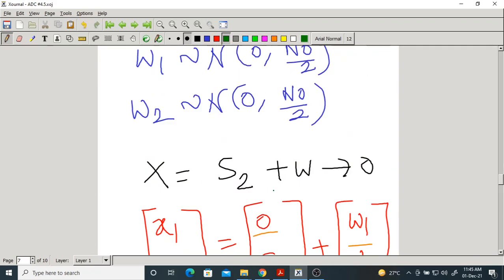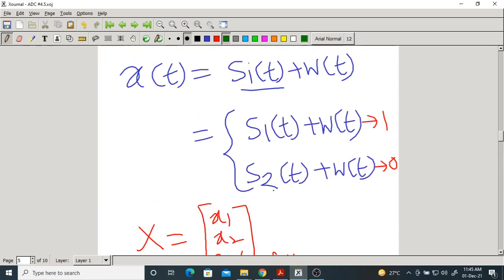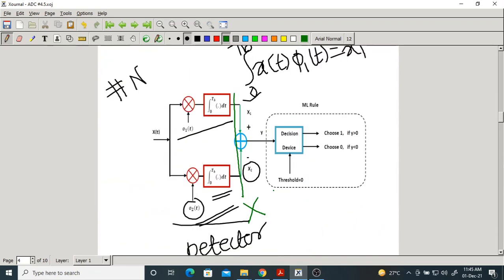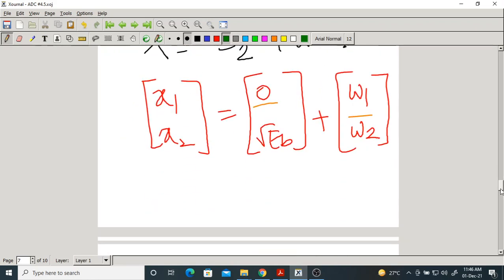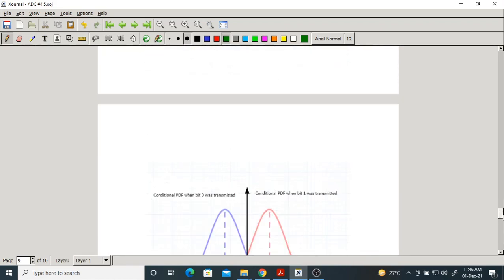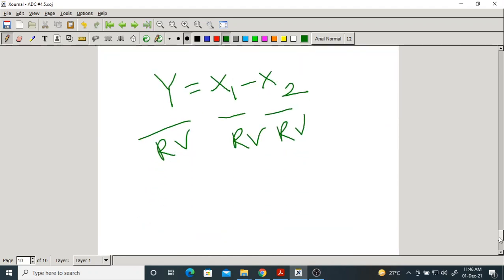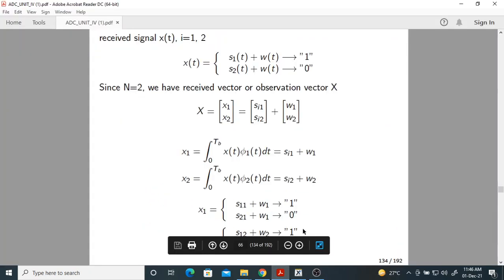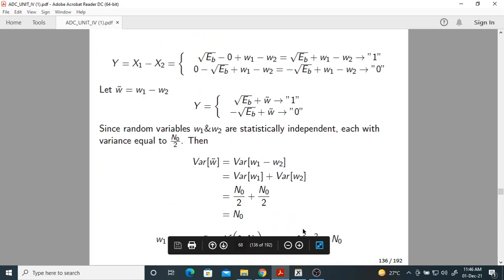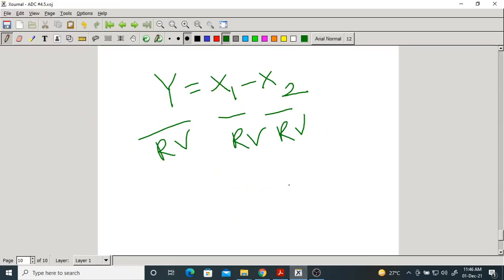Now let us go back to the receiver. Here in this receiver, we got y. What is y? x1 minus x2. This is plus, this is minus. To this y, we apply the ML rule. Before applying the ML rule, let us see what y is. How will the new random variable y look?